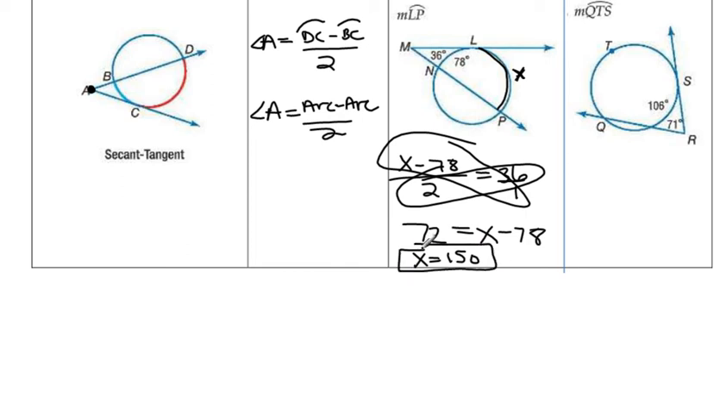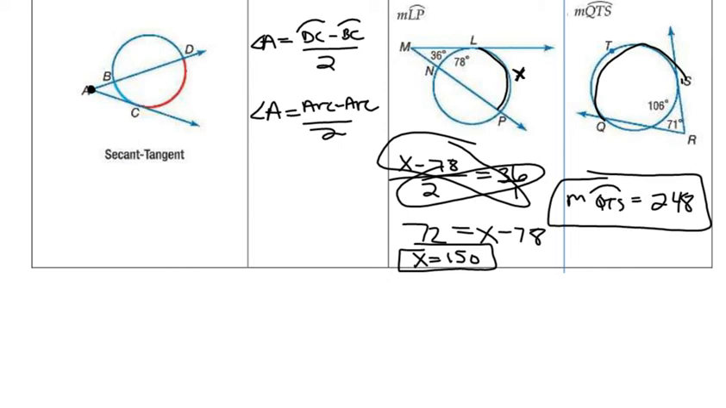Okay, so same exact process. We're looking for arc QTS. Go ahead and pause the video and see if you get the same thing that I do. Okay, and you should have gotten that the measure of arc QTS is 248.